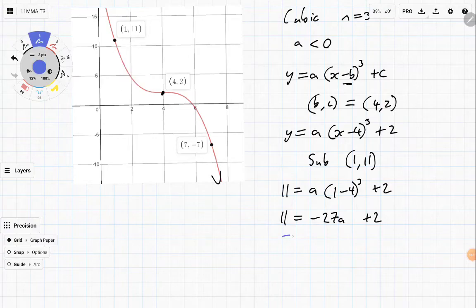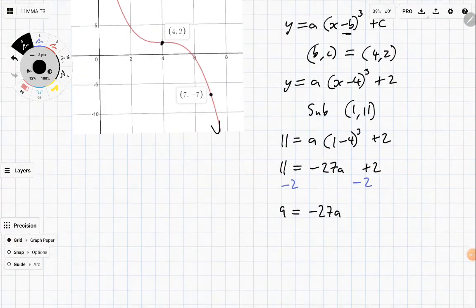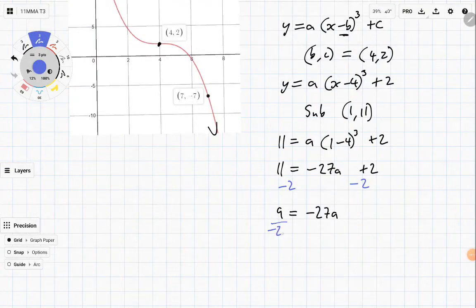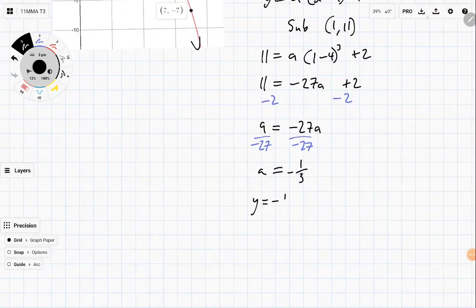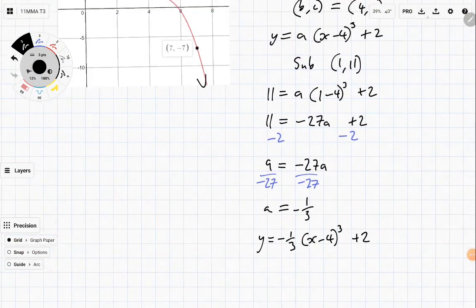Subtract 2 from both sides, and we're left with 9 is equal to negative 27a. Divide both sides by negative 27, and we are left with a is equal to 9 over negative 27. Well, 9 and 27 both have a common factor of 3. Negative stays. That would be our final a value, negative a third, which is what we said at the beginning because we thought a should be negative. We get y equals negative a third times (x minus 4) to the power of 3 plus 2, and that is the equation of that line.